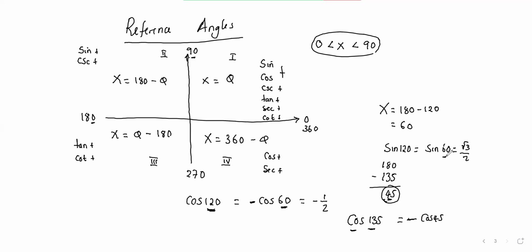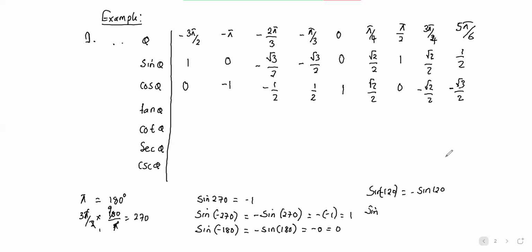Why didn't you put a negative on sine 60? Because sine is positive in the second quadrant where 120 is. Correct. So now we come back and we have a negative root 3 over 2.